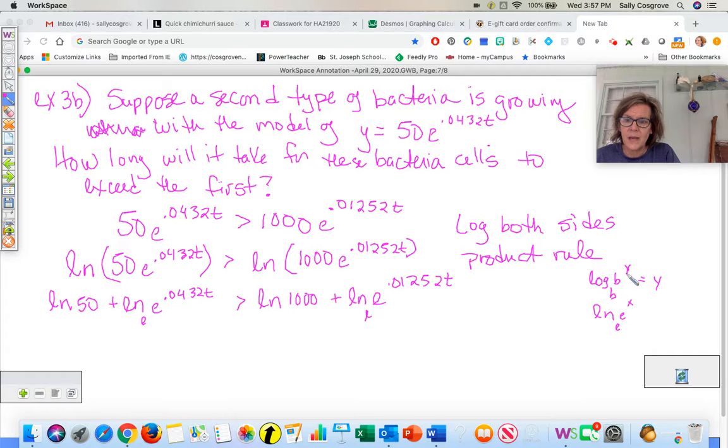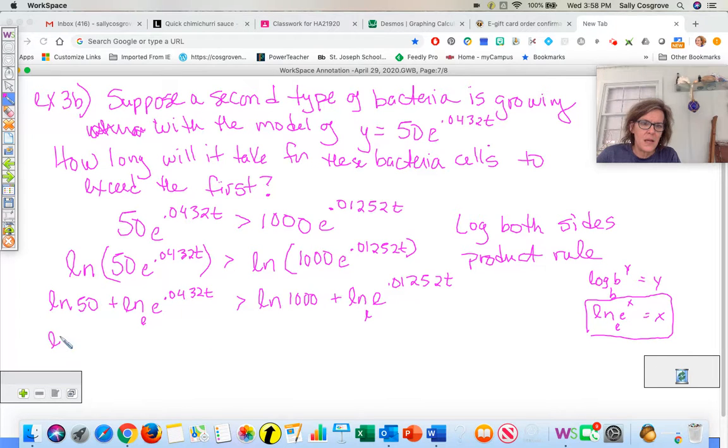Are you seeing the pattern here? Log base b of b to the y equals y. Ln base e of e to the x is going to equal what? The exponent. And that's going to help us simplify this one and this one. Okay. All right. This is what we're using right here.